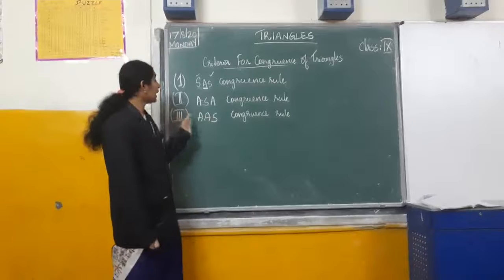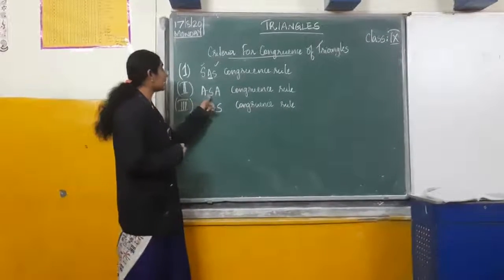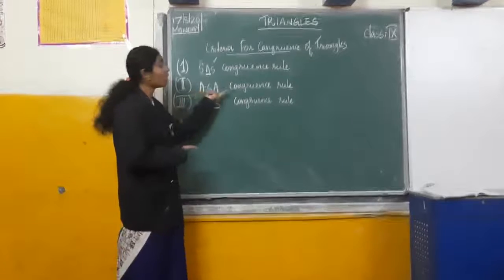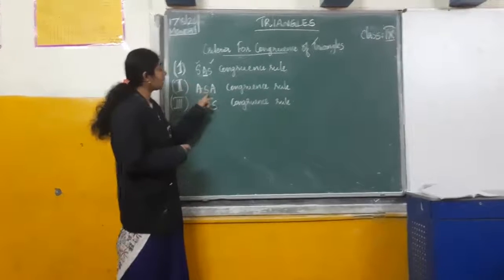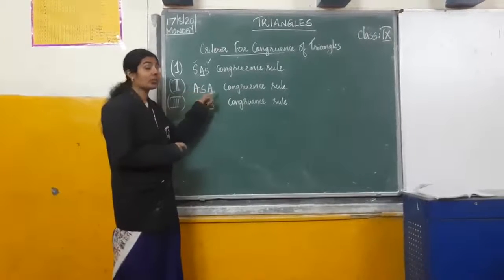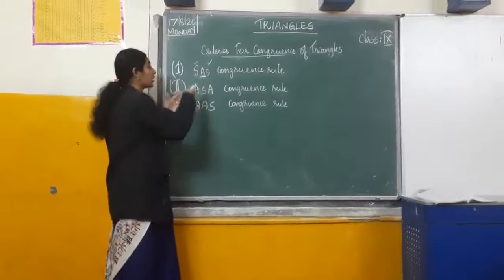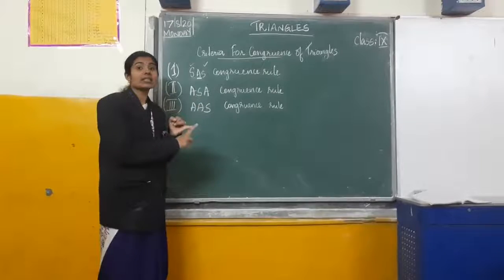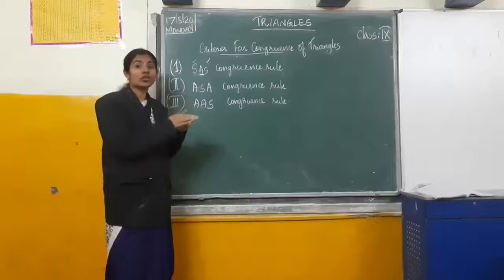Second rule, ASA congruence rule. What is that? ASA. A means angle, S means side. That means two angles are there, and a side is included between the two angles. From the name only you can see what that is. ASA means two angles will be there and a side will be included between those two angles.